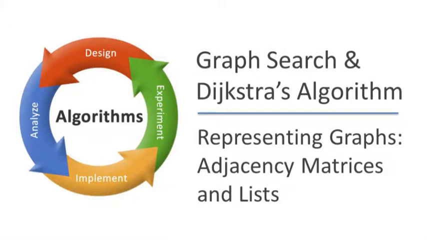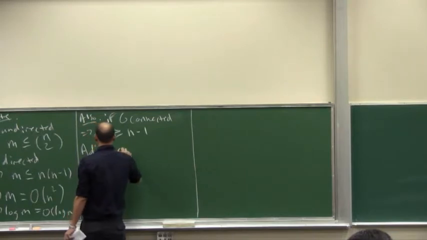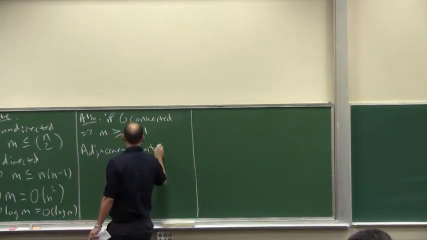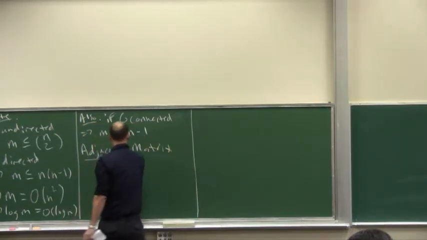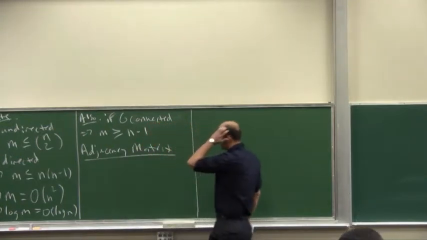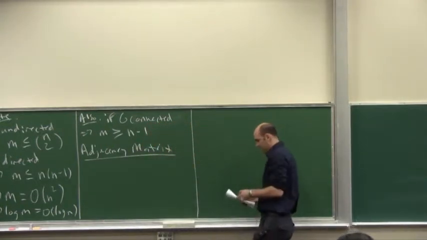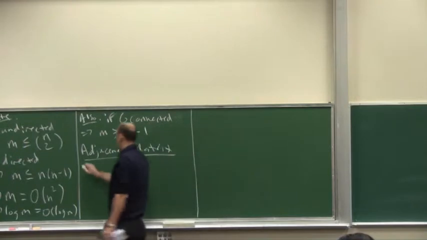Now, for representations, there are two major ones. Again, I suspect you've all seen this before, but let me remind you. One way to represent a graph and the edges is via a matrix, an adjacency matrix.